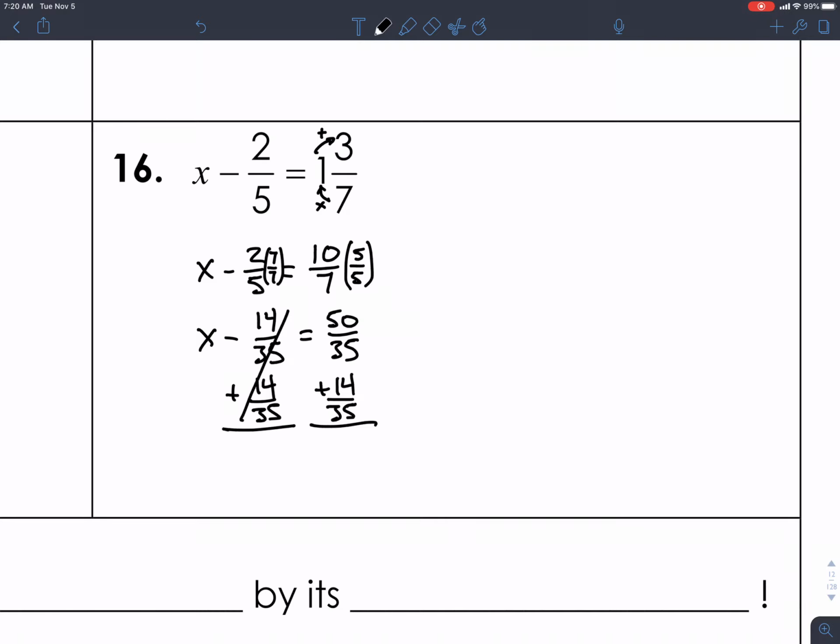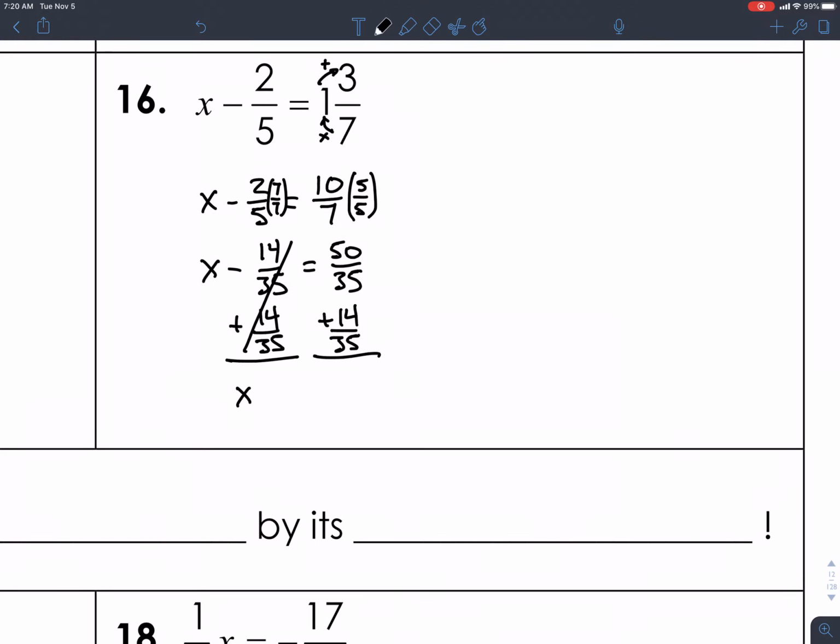So these cancel. Positive and negative cancel. So we get x equals 50 plus 14, that is 64/35. And what we end up with, we know 35 goes into 64 one time. And once we take 35 out, we end up with 29/35 left. And I don't think that reduces. I don't know of anything that goes into 29 and 35 evenly. So I think that's our answer.